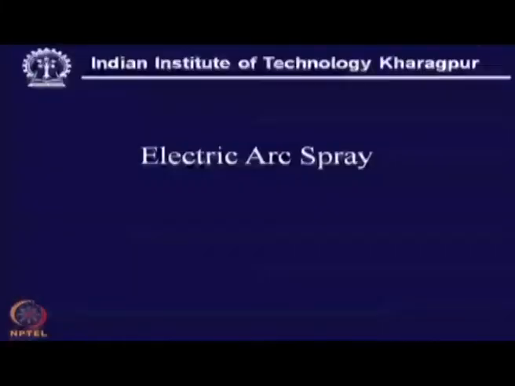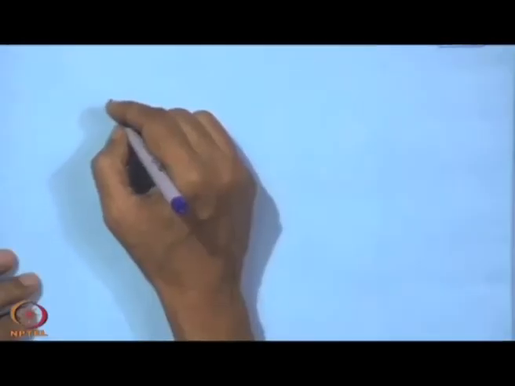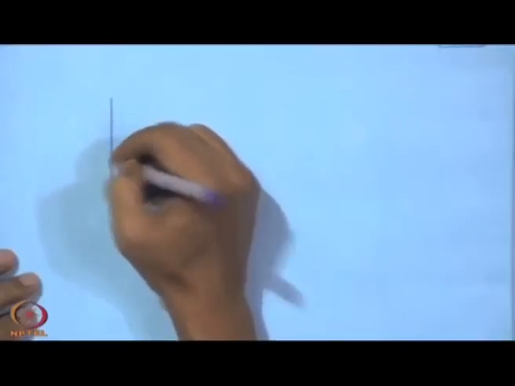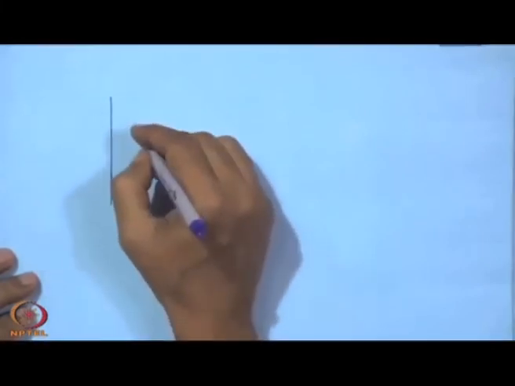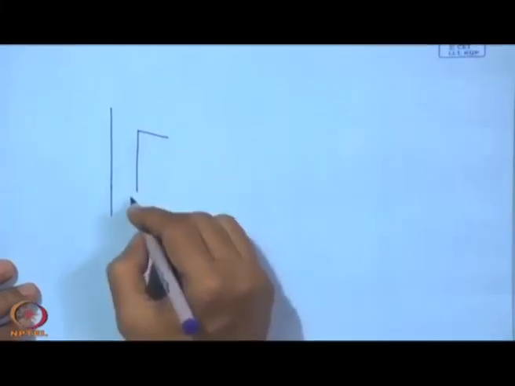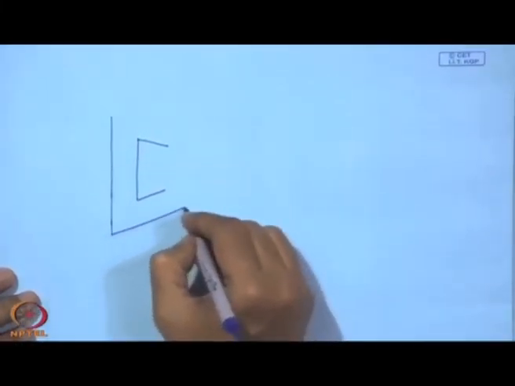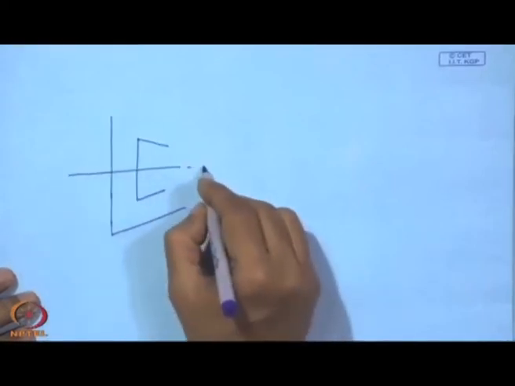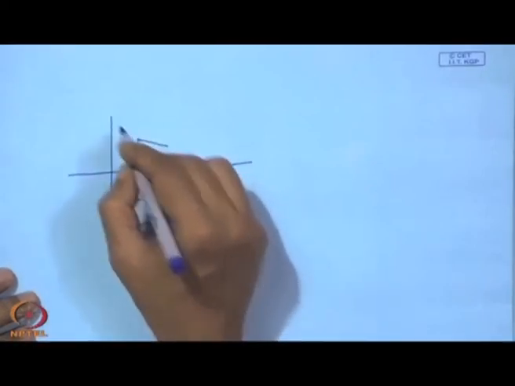Now, this is actually electric arc spray. So, here it is not exactly a combustion process. However, here we can make use of 2 wires of the material to be deposited. So, in this case what we see, it is just like one holder for feeding the wire.